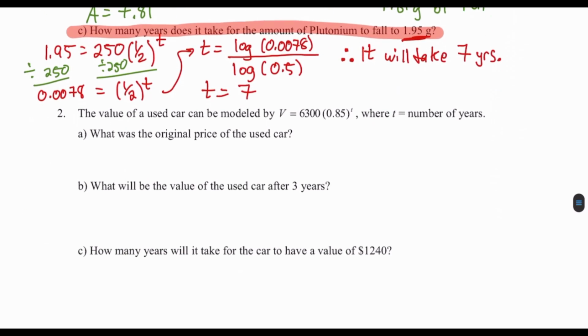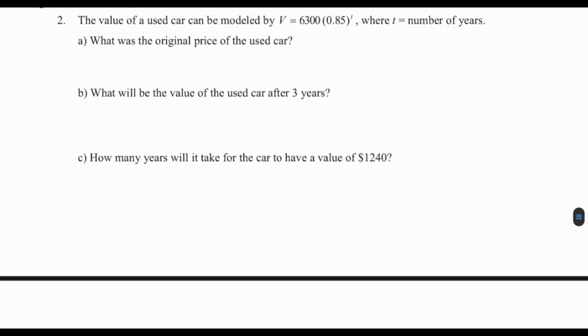So we have a problem related to radioactive decay. We're also going to take a look at depreciation. So the value of a used car can be modeled by V for value equals 6,300 times 0.85 to the power of t, where t is the number of years. What was the original price of the car? Original price is our initial or starting value. That's my A value. So therefore, original price was $6,300.